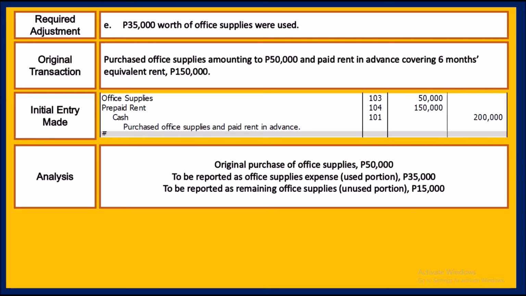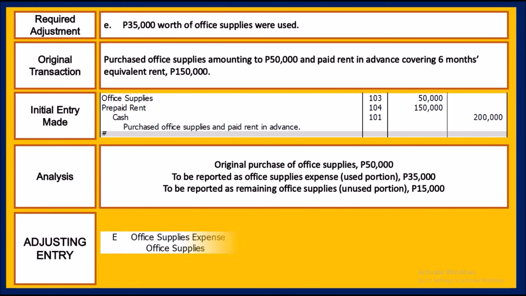Take note, saan po natin unang ni-record yung ating office supplies. We recorded it as an asset. Okay? So, office supplies. So, ang gagamitin natin ay asset method. At kapag asset method ang ginagamit natin sa adjusting entry, we debit the expense portion of the prepayment. So, our adjusting entry would be debit office supplies expense 35,000, credit office supplies 35,000. Para yung T account natin for office supplies ay mababawasan ng 35,000, 50 minus 35, 15,000.